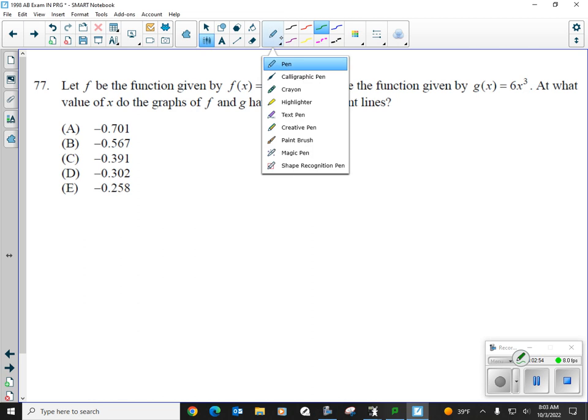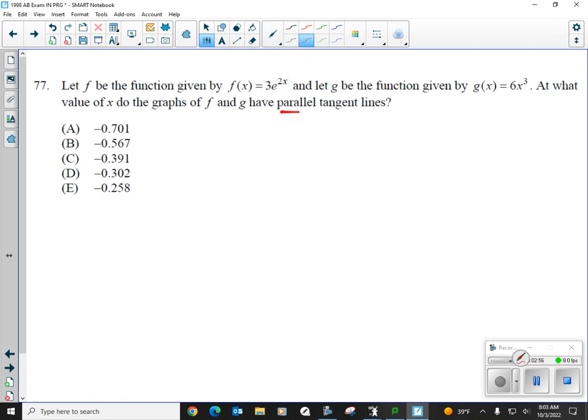All right, let's do calligraphy pens here. Boom. Parallel tangent lines means the slopes are the same. And in calculus, slopes are derivatives, and same is equal. Okay, so where are these derivatives equal? Well, you know what? I want to try something here.